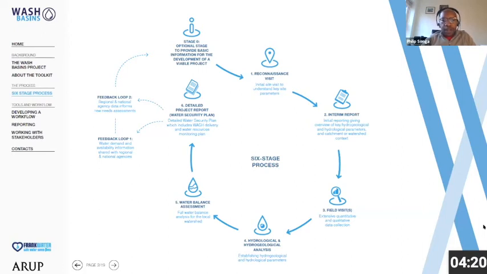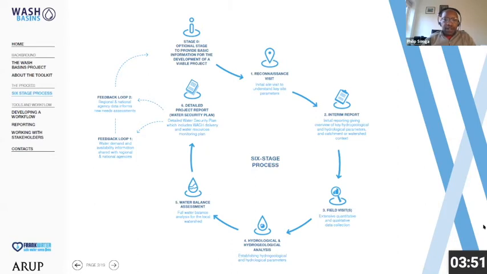Then the third stage is much more detailed field visits, which many people will be familiar with. This is where you go and do your household surveys. You go and start to take measurements out in the field. You go and start to visit potential locations for structures, to talk to the community, to understand how much water is available in that environment or watershed or aquifer, and how much demand there might be.